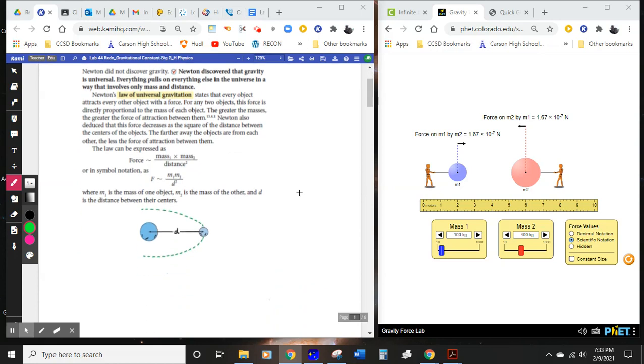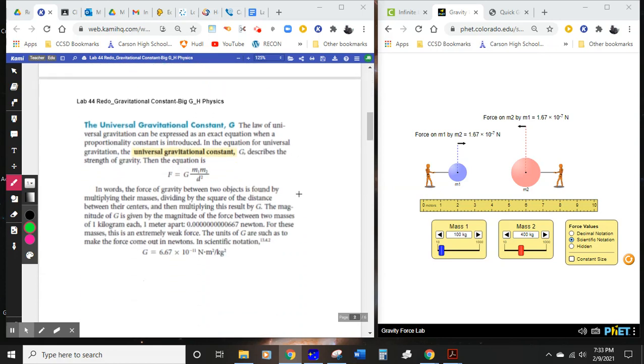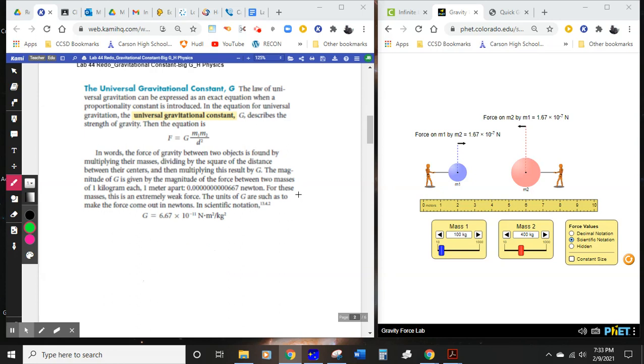All right, so we'll go down here to part two. Again, this is the universal constant, the gravitational constant, big G. Go ahead and take some time, pause and read this.